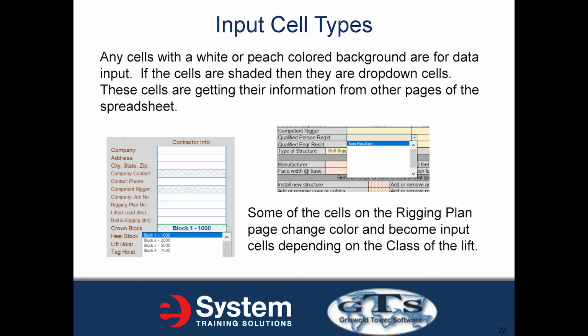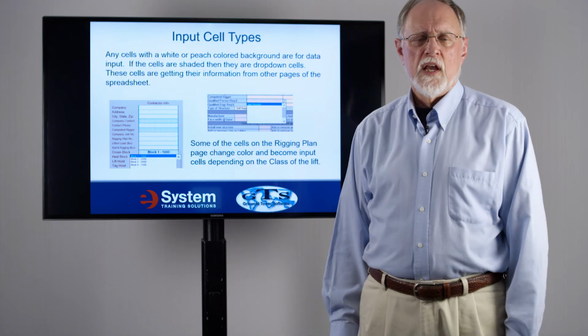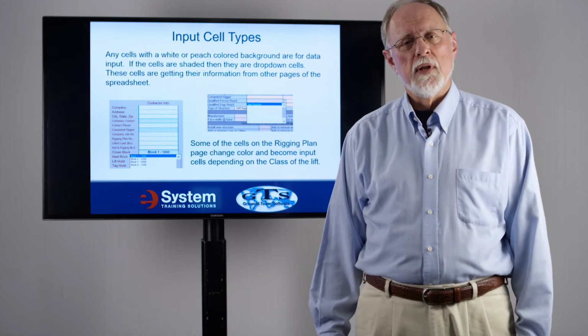These cells are getting their information from other pages of the spreadsheet. Some of the cells on the rigging plan page change color and become input cells depending on the class of the lift. And we'll get into some of that in the next video.